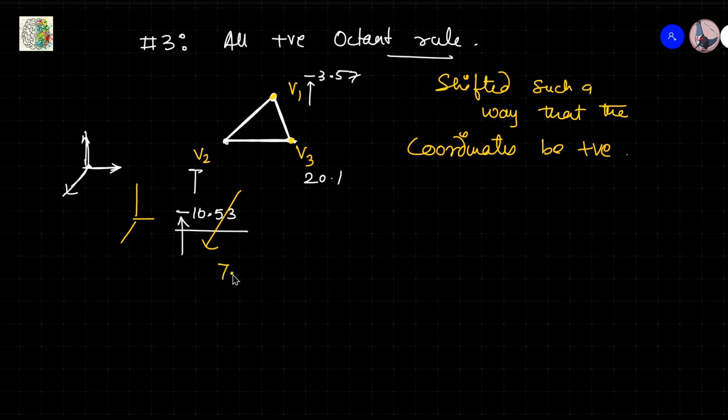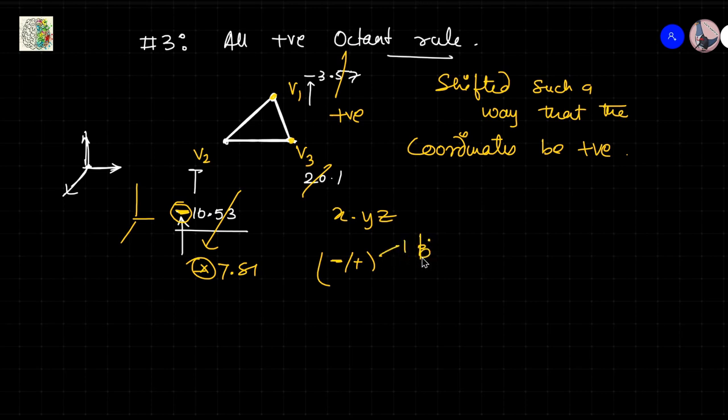This 10.53 may become 7.81. This will become some value x point y, anything. This is also becoming something positive only. So you see that this negative sign is not necessary now. And with this, what happens is that to put one negative or positive sign, it takes one bit per facet. And there will be millions of such facets. The rhinoceros I showed you just a couple of minutes back, you saw how many facets were there, and such one bit, million or billion, trillion times, the file size will increase. So to keep the file size manageable, this all positive octant rule was used.